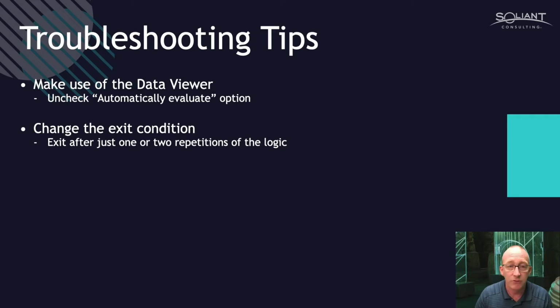The other thing that you can do too is to change the exit condition. Instead of having it go through the entire iteration, you can set it up so it's going to exit after that first or maybe just the second repetition of the logic, so you can see what's happening there to make sure that it's starting to build correctly. Because you can exit, if it starts out as false, you can even set it up that way.